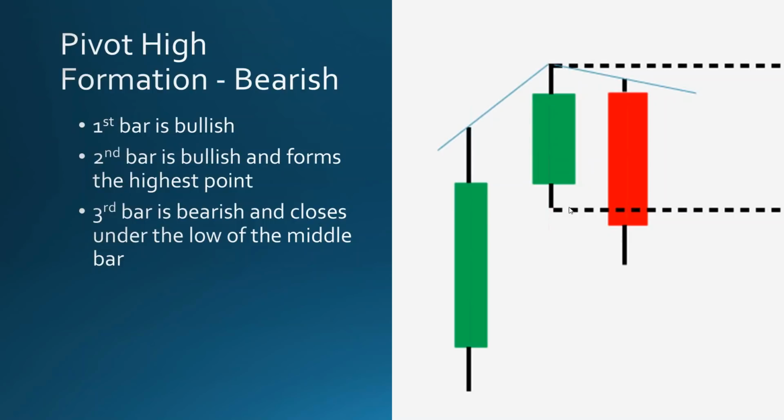It would be considered a ghost pivot if it did not close below the low of the central bar, okay? The true pivots are stronger pivots versus the ghost pivots.